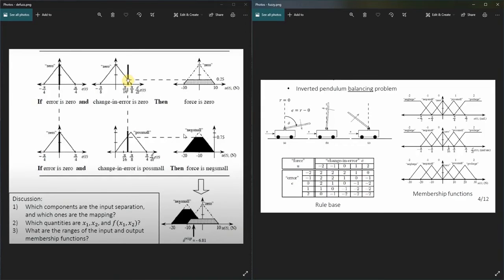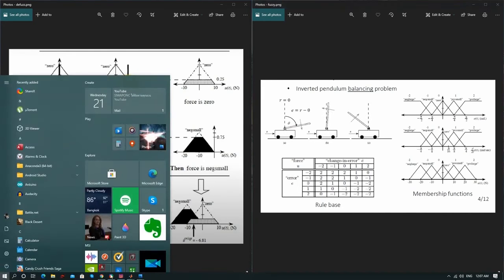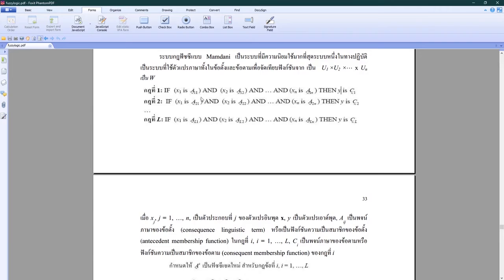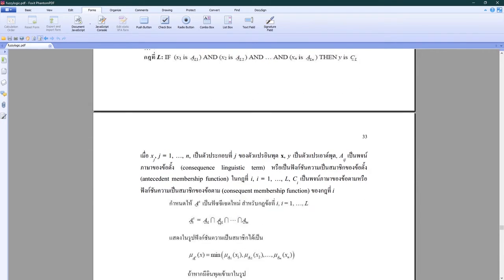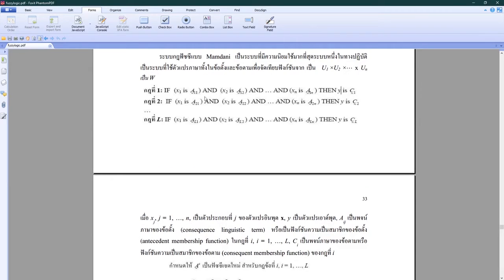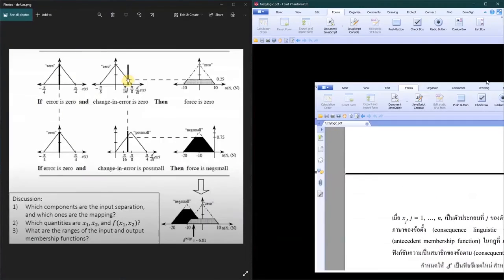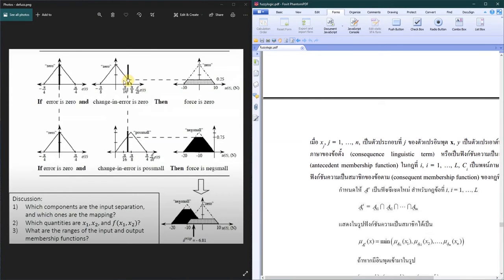Next, inference. Let me refer to the theory of it. See, it's connected by the logic AND. If it is a set, it is an intersection. But if we use OR logic, it would be a union. But for Mamdani, we use this AND logic. It means that it must be done by intersection between two sets, which are this set and this set, this set and this set.